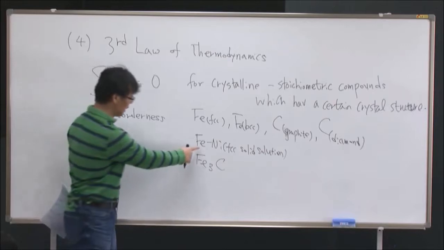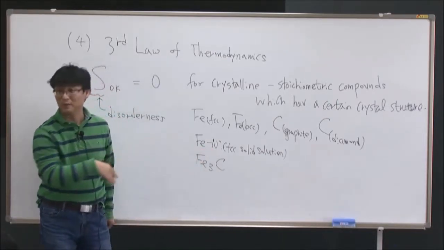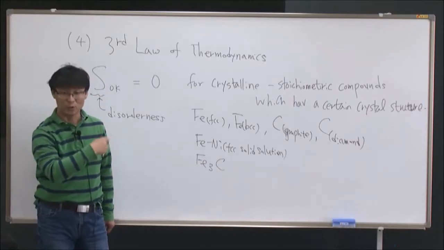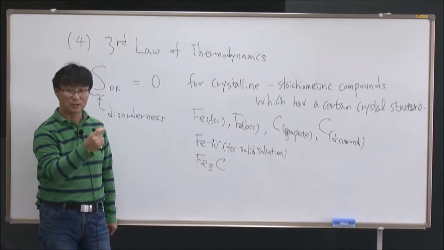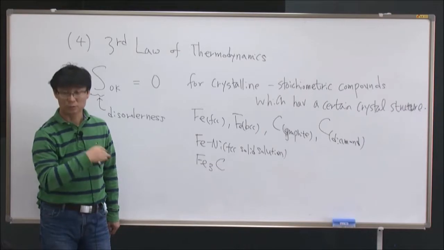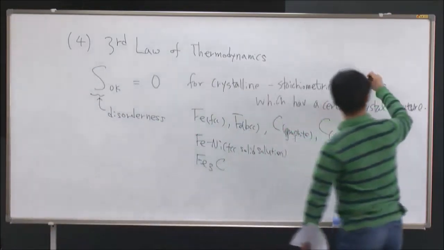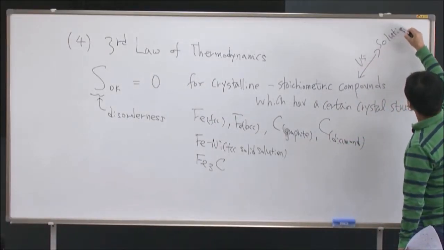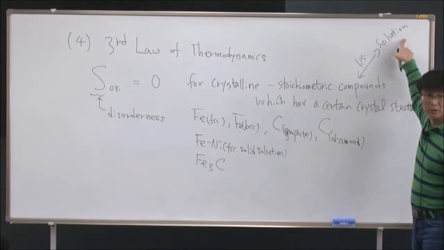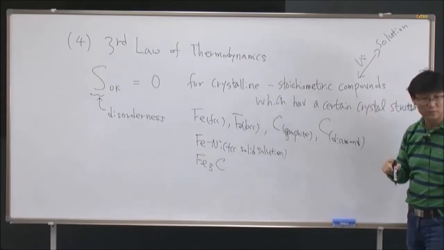And for this one, iron-nickel, I can change the composition from 0 to 100, whatever composition. So it's not stoichiometric. There's no certain fixed ratio of atoms of the different elements to define the crystal structure. So that's why we call it a solution. The opposite of a compound is basically a solution. So a solution is not 0, but a compound is 0.